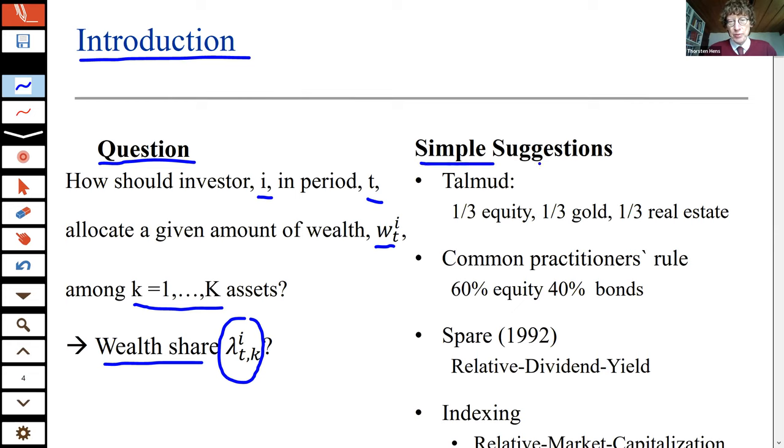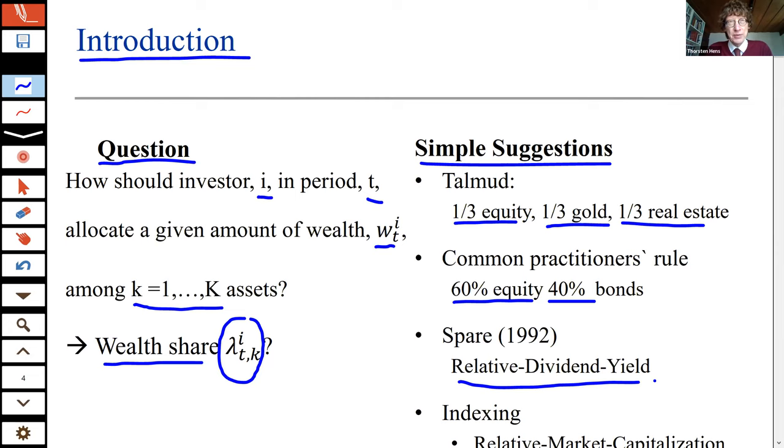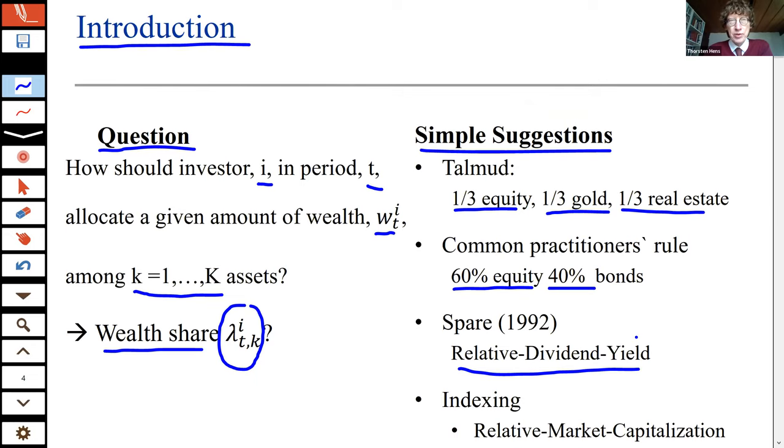There are simple suggestions which you find, for example, in the Talmud. They say you should invest one third of your wealth into equity, one third into gold, and one third into real estate. Or a common practitioner's rule is 60% equity and 40% bonds. For example, the Norwegian Oil Fund has been following the 60-40 rule for many decades. Or some other researchers suggest you should do a split according to the yields which you get from the assets. For example, the relative dividend yield on equity, but you can expand this idea also to include yields from real estate or yields from other asset classes.